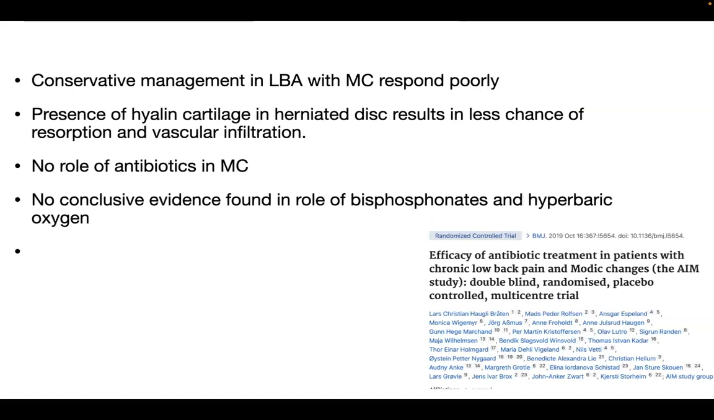Coming to the conservative management in patients with low backache or disc herniation with the Modic changes, they respond very poorly. The theory here is that the presence of hyaline cartilage in a herniated disc results in less chances of resorption and vascular infiltration. A multicentric trial concluded that there is no role of antibiotics in Modic changes, and no role of giving bisphosphonates or hyperbaric oxygen for the treatment of Modic changes.